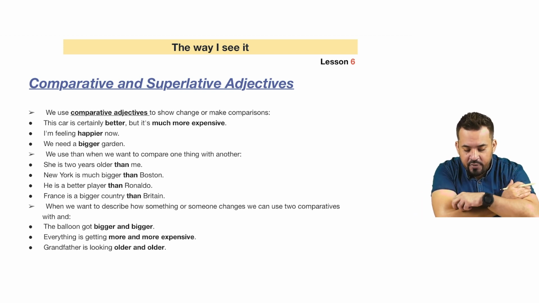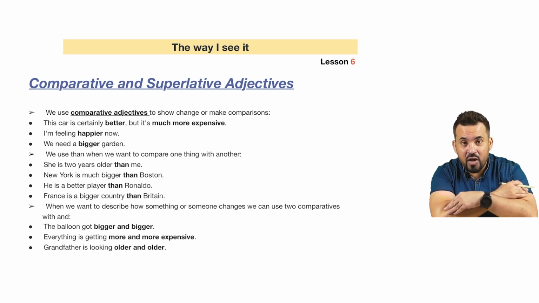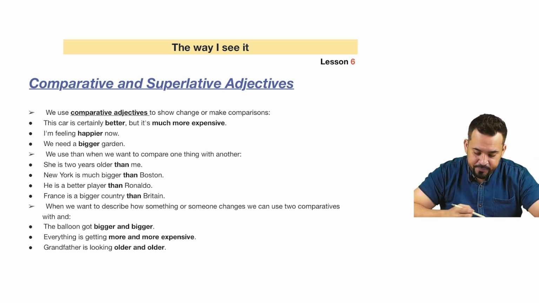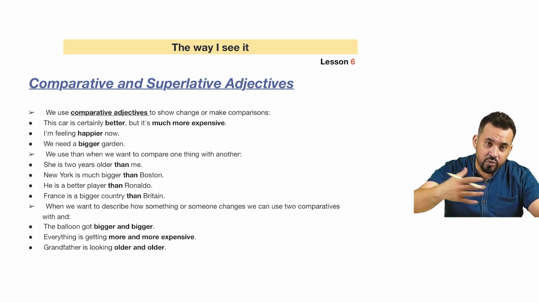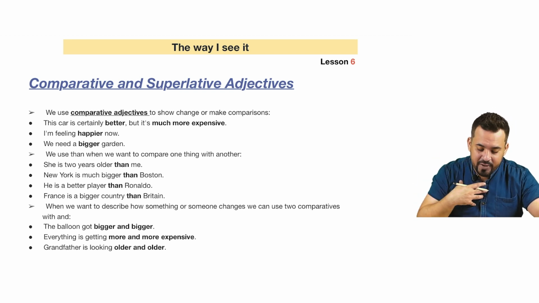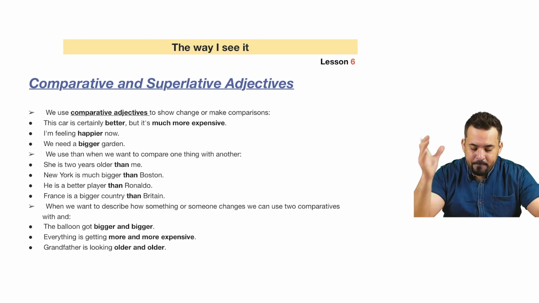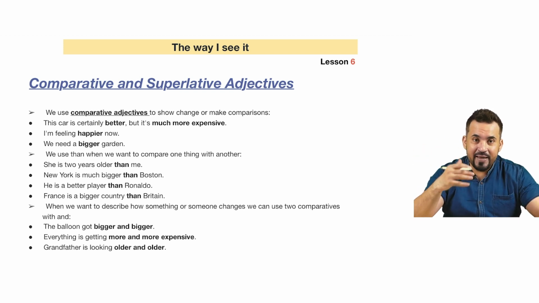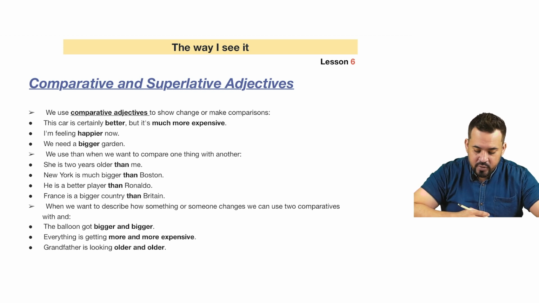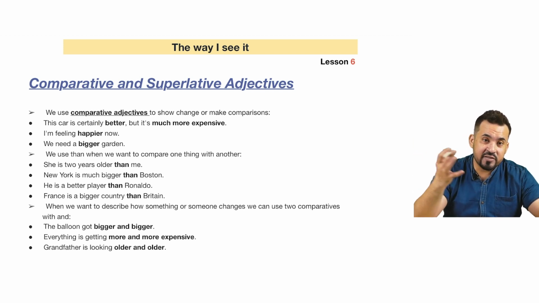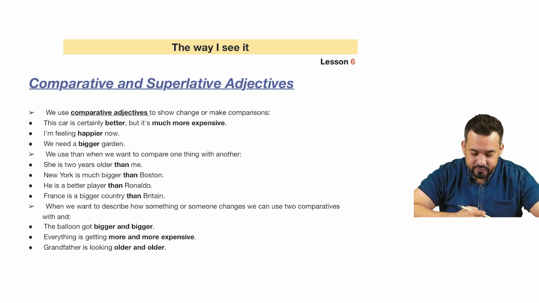We use than when we want to compare one thing with another, okay? So if we're comparing two things and we want to compare this to this, we use than. She is 2 years older than me. New York is much bigger than Boston. He's a better player than Ronaldo. France is a bigger country than Britain.